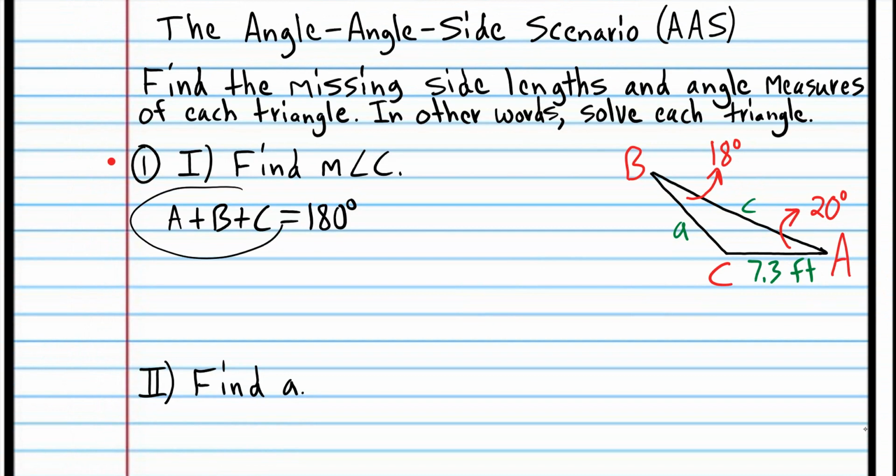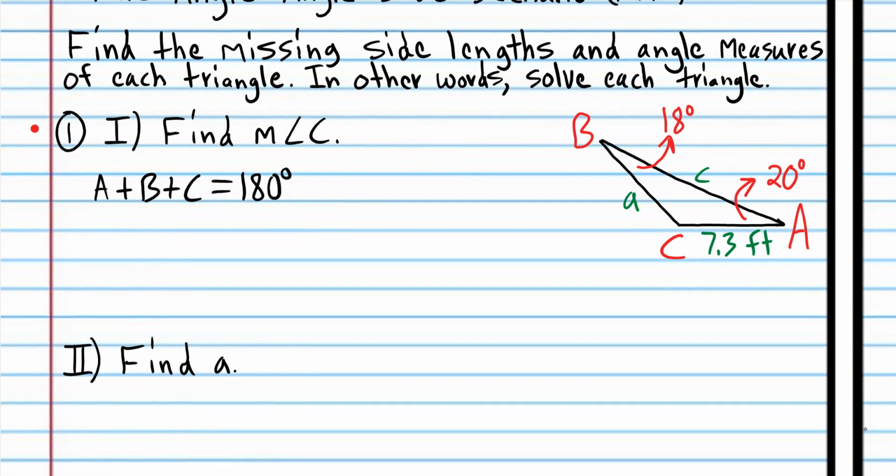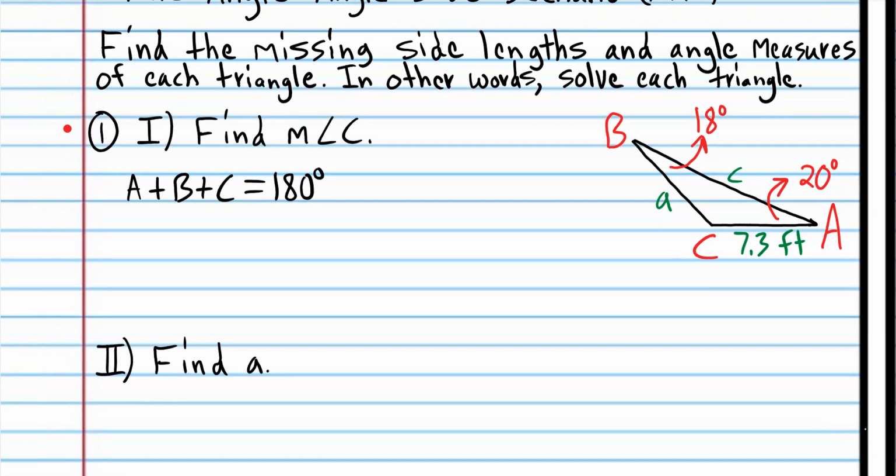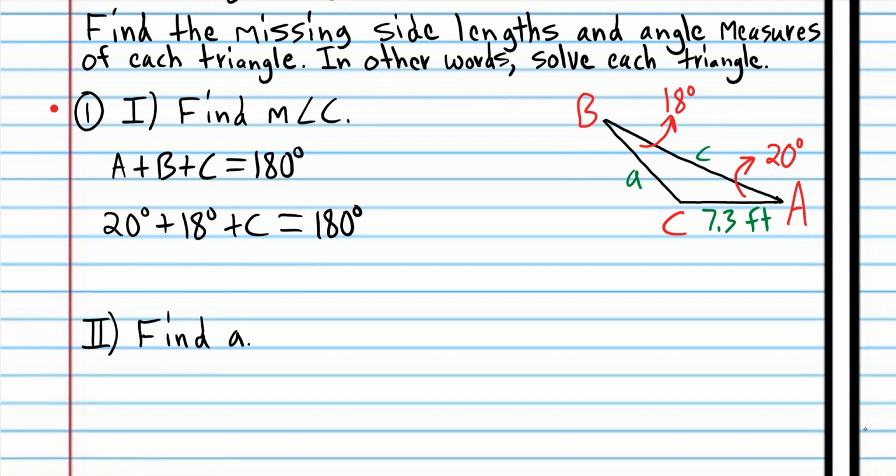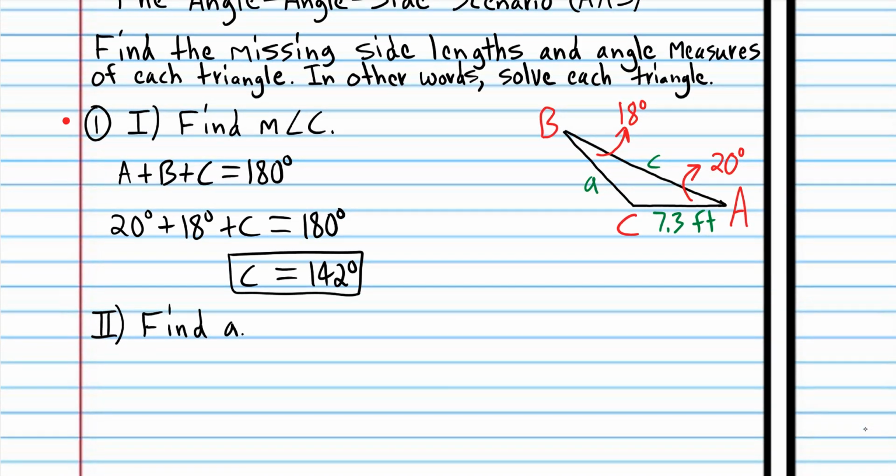So now we're just going to use uppercase letters for the angle measures. We're not going to keep writing this over and over again because it just gets too tedious. So we know the measure of angle A is 20 degrees. We know the measure of angle B is 18 degrees. And if we do the math, we find that the measure of angle C is 142 degrees. So we were given two angle measures, and we found the measure of the third angle.